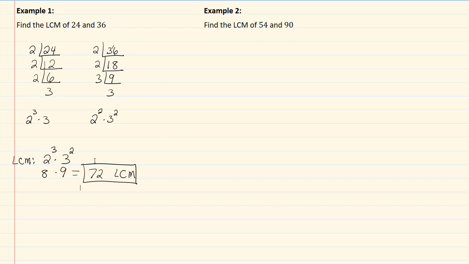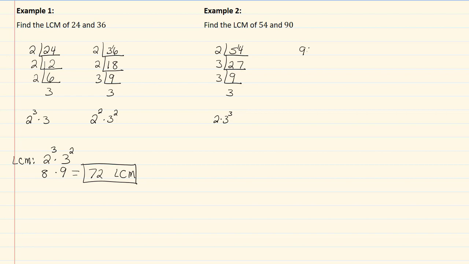Let's take a look at example 2. Here we're looking at 54 and 90. So let's start with 54. 54 is divisible by 2. 2 goes into 5 2 times. We have 5 minus 4, which would be 1, so I'll carry a 1. So 2 goes into 14 7 times. 27 is divisible by 3, leaving me with 9. 9 is divisible by 3, leaving me with 3. So my prime factorization for 54 is going to be 2 times 3 cubed.